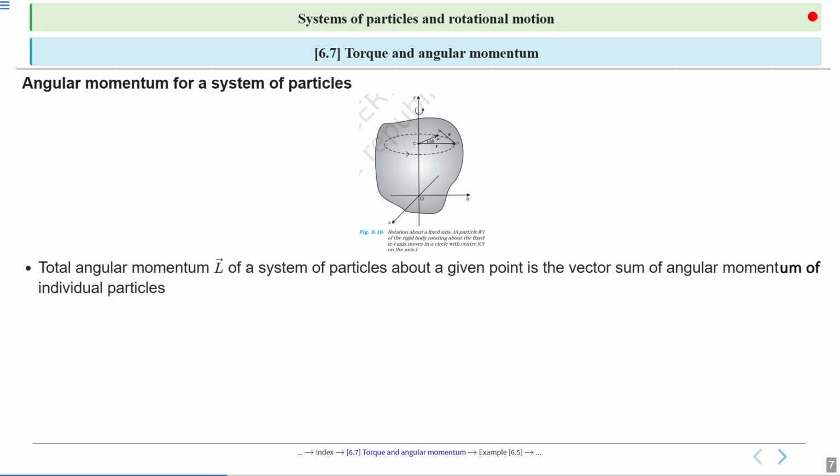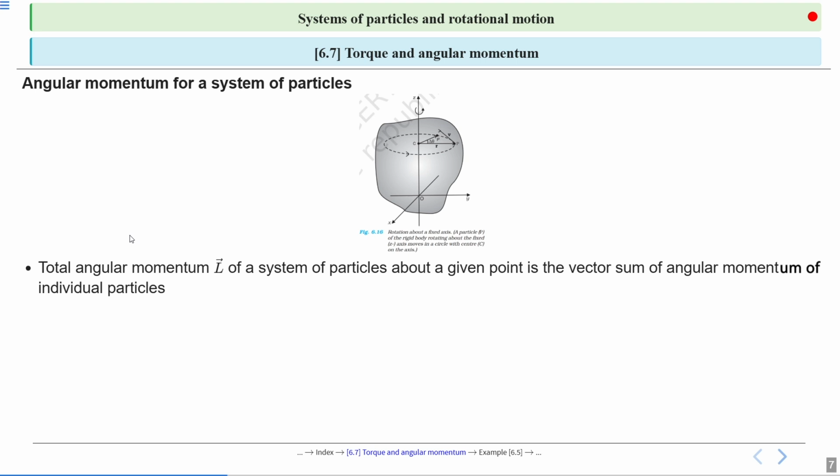Next, the total angular momentum, capital L, of a system of particles about a given point is the vector sum of the angular momenta of individual particles. And this is a very important concept. We know the angular momentum for a single particle, that is L is equal to r cross p, where p is the linear momentum, the formula being mass into velocity.